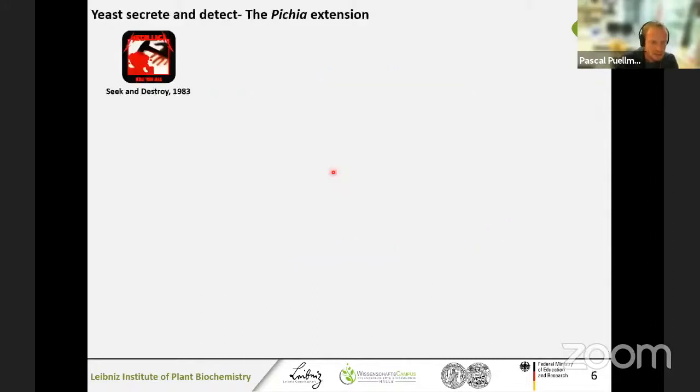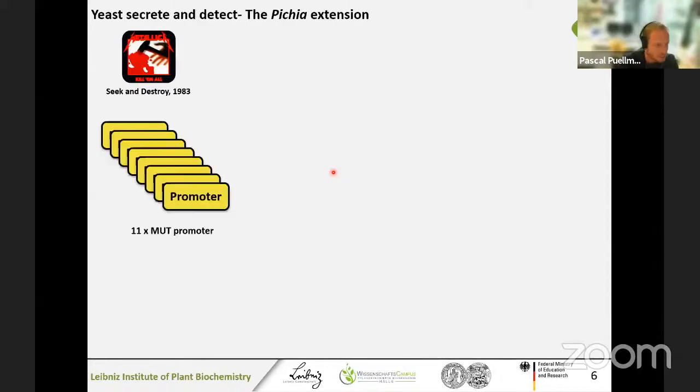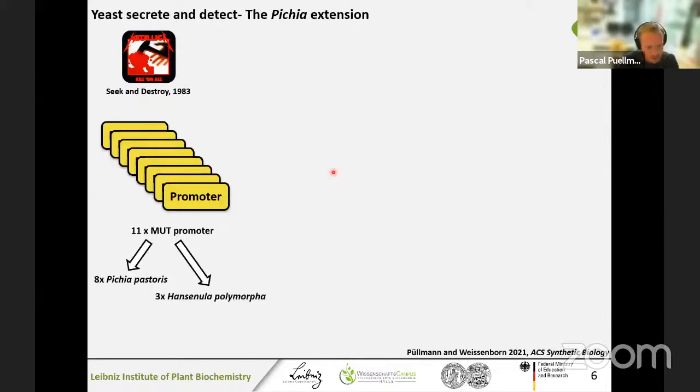So then our idea became to take the signal peptide shuffling approach that I mentioned before, and also combine it with a promoter shuffling for these methanol-inducible promoters. And since I'm a great Metallica fan, we named the kit Yeast Secrete and Detect, because that's basically what we do as well. We added 11 promoters, 8 of them originally coming from Pichia and 3 from a different methylotrophic yeast.